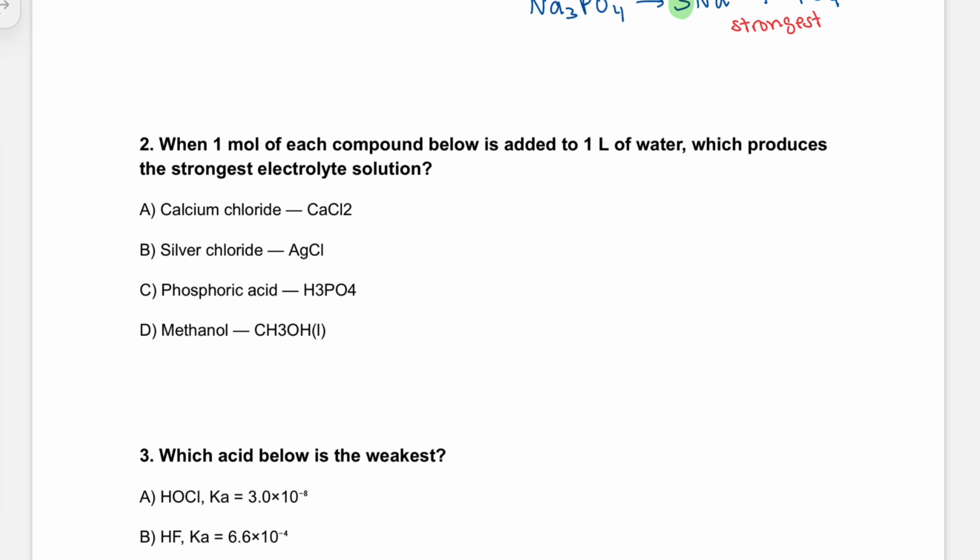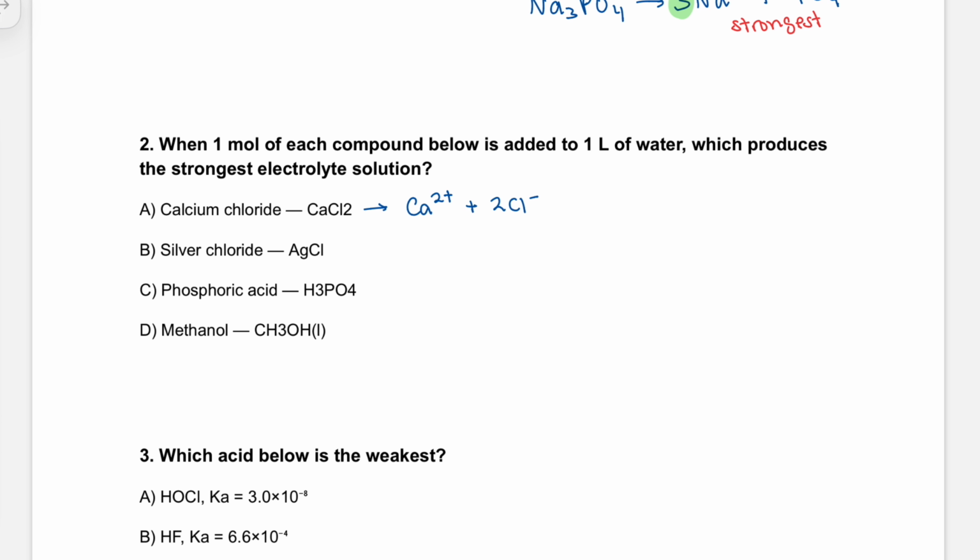Next, when 1 mole of each compound below is added to 1 liter of water, which produces the strongest electrolyte solution? So this is similar to what we did above, except we also have to make sure that each of these are soluble in water. So let's go ahead. CaCl2 makes calcium ion and 2 chloride ions.